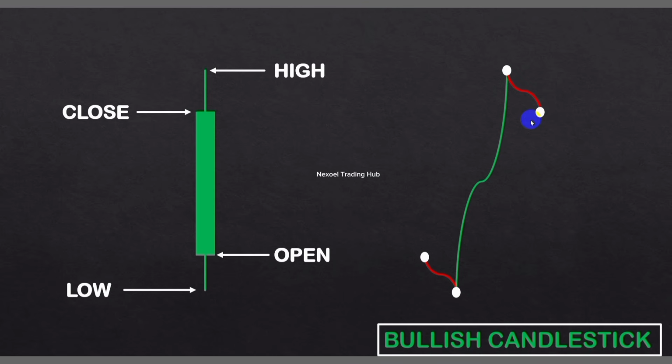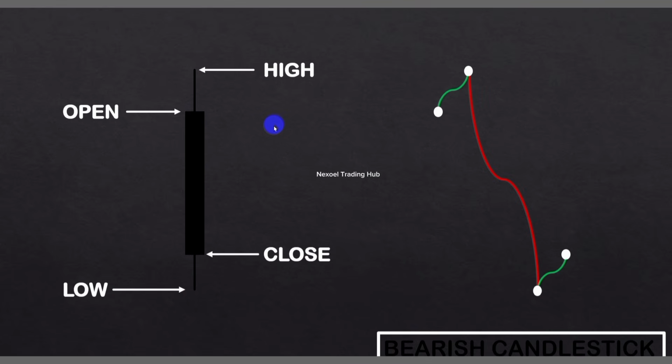So this is now the bullish candlestick. You have the open at the bottom, and then you have the close at the top. Then we have the lowest price that price actually moved to, and then we have the highest point that price traded to before returning to close at this price level. So this is now the bearish candlestick.